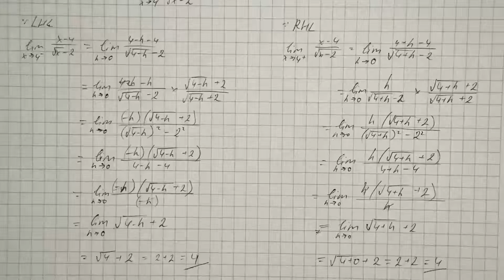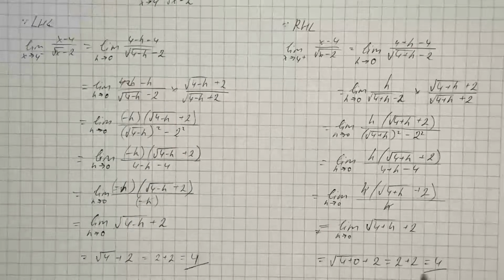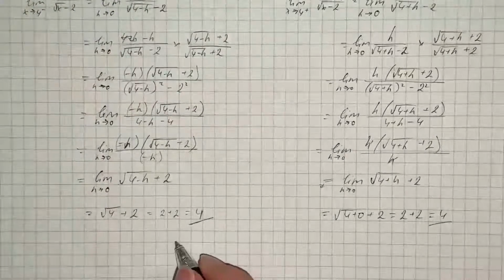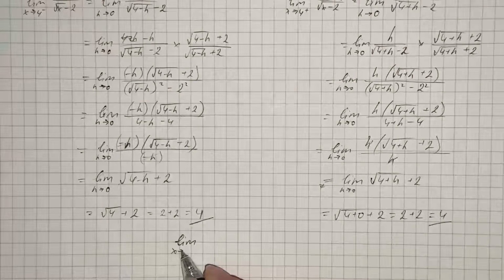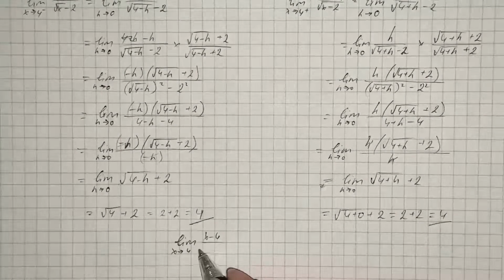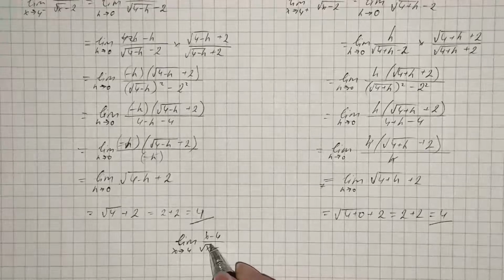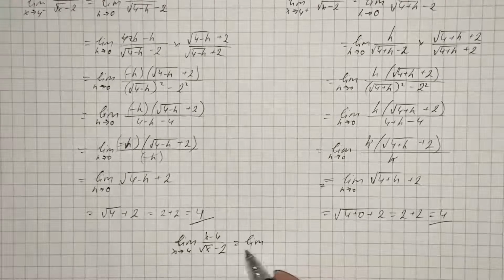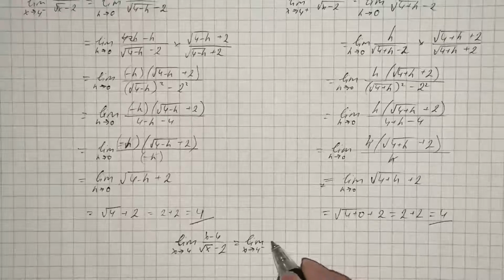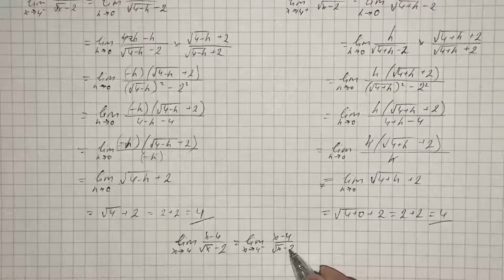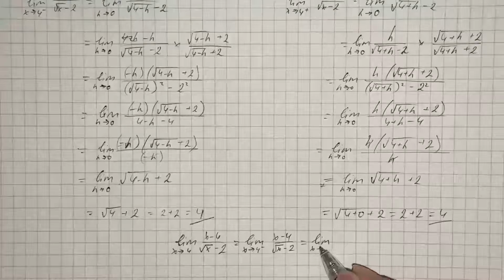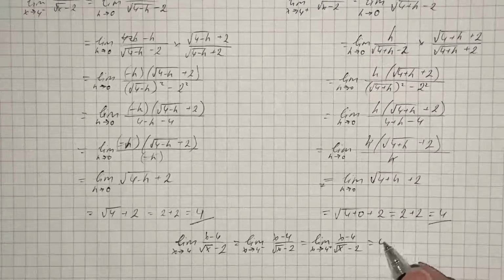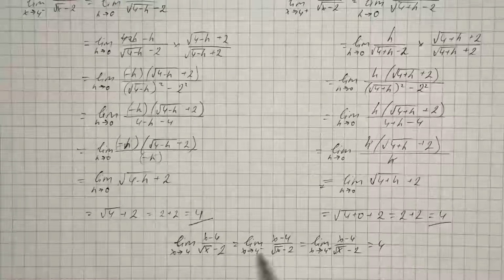So therefore the limit exists, as the left-hand limit equals the right-hand limit, and therefore we get that the limit as x approaches 4 of (x minus 4) over (square root of x minus 2) equals the left-hand limit and equals the right-hand limit, which equals 4. Hence, we proved our identity.